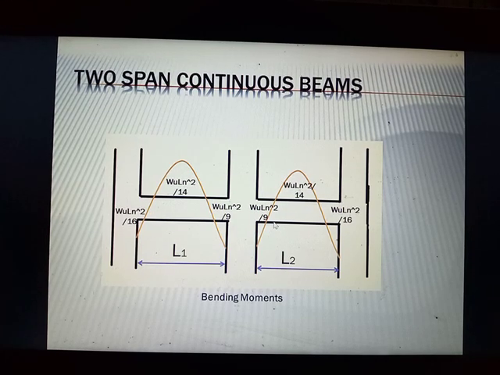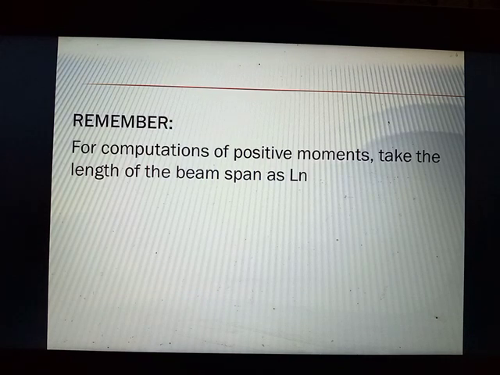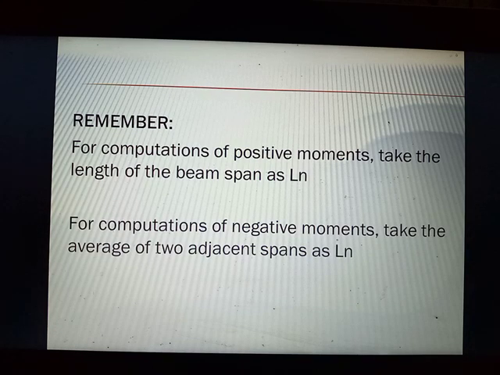Please take note that you should remember two rules in order to compute your Ln. For computations of positive moments, take the length of the beam span as Ln. And for computations of negative moments, take the average of two adjacent spans as Ln. So it's different when we compute the positive moments and the negative moments.